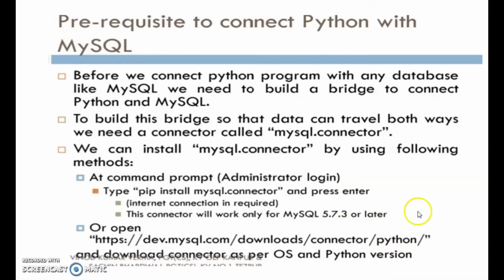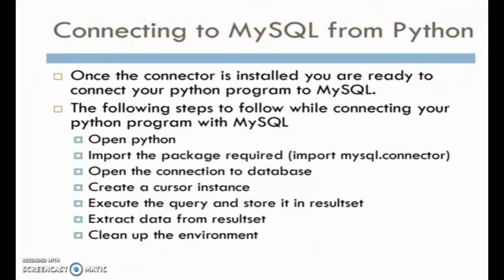The next method is to type https://dev.mysql.com/downloads/connector/python. Open any web browser, then in the address bar, type the address. After that, you can download the connector as per your operating system, and also consider your Python version. Once the connector is installed, you are ready to connect your Python program to MySQL.